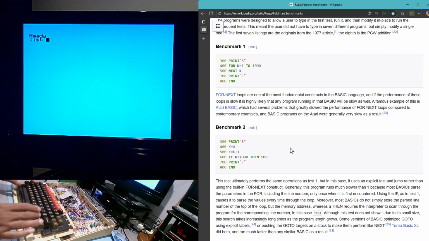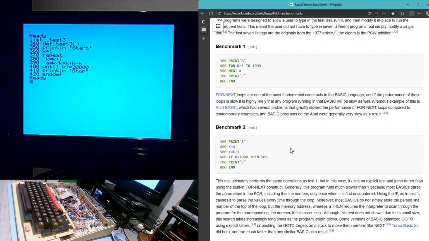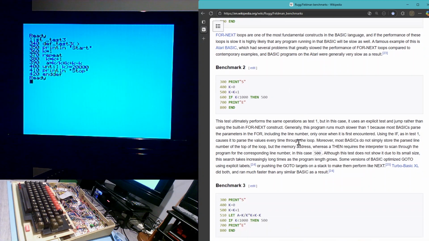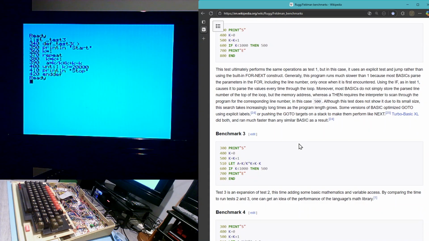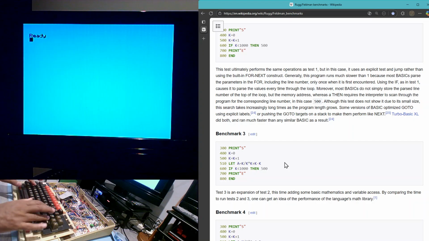test 3. So this is similar to test 2, but now it's doing some calculation, just saying let a equal k divided by k times k plus k minus k, just exercising a few mathematical operations, and that's what I'm doing here on line 390. So that's pretty accurate, or equivalent, let's say.